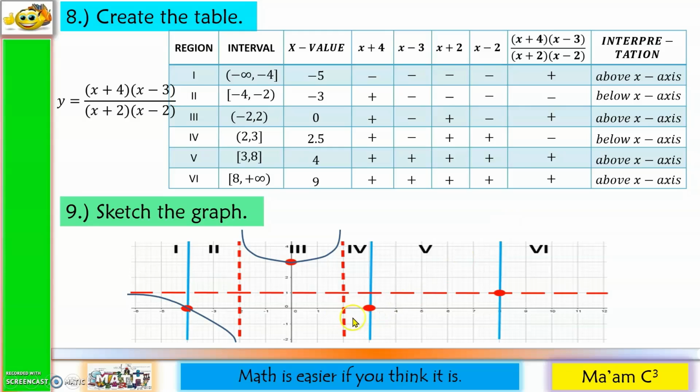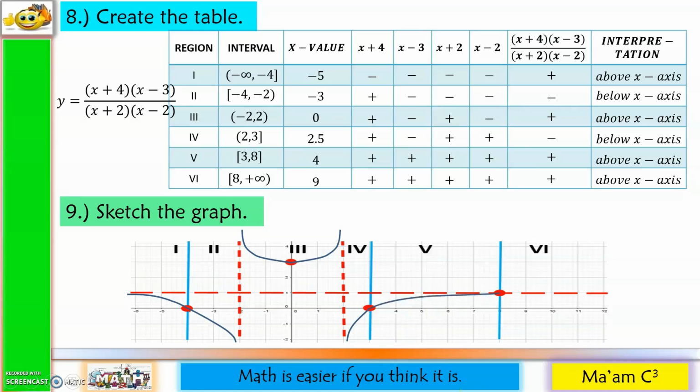So here is region 4 below the x-axis, vertical asymptote, x-intercept. The graph should cross that one. When it enters region 5, it should be above the x-axis. So here is region 5. Again, I cannot pass through the horizontal asymptote. There is no point of intersection. So I will just follow the horizontal asymptote.